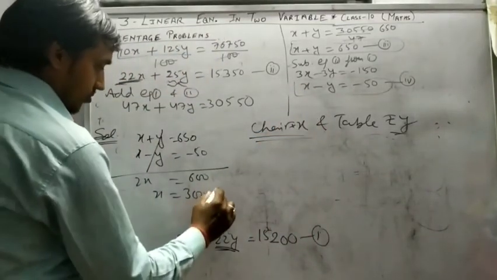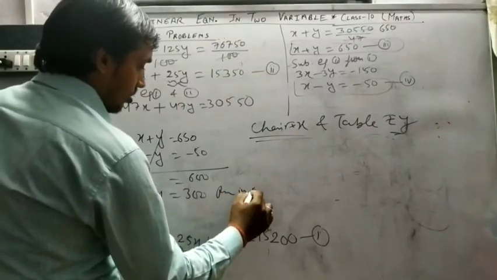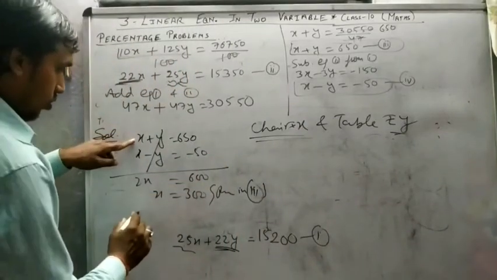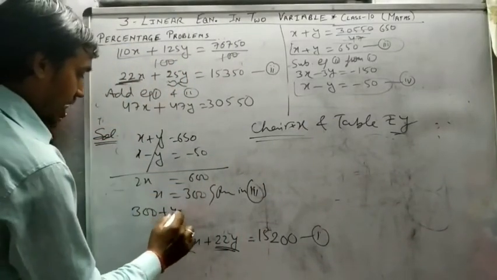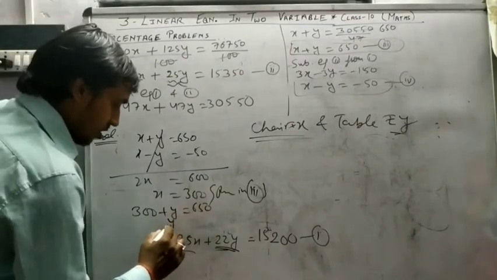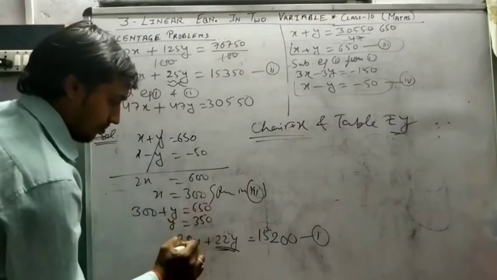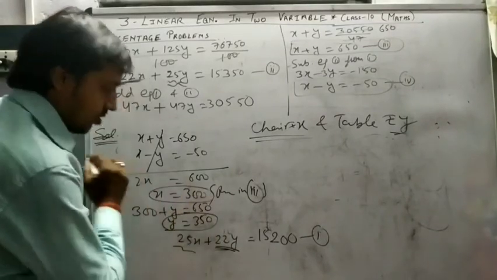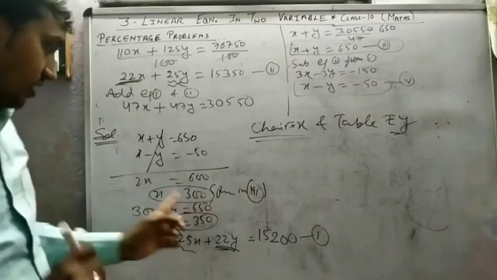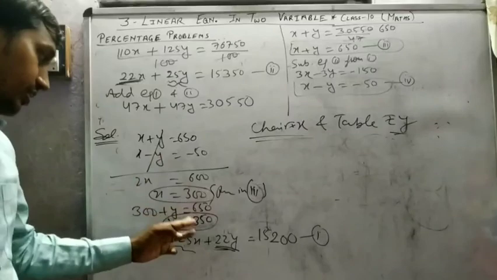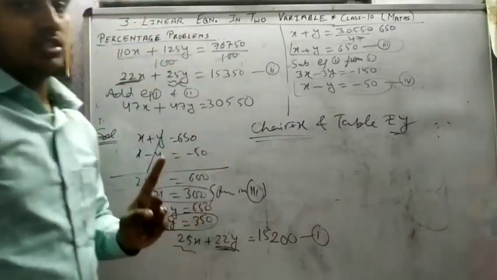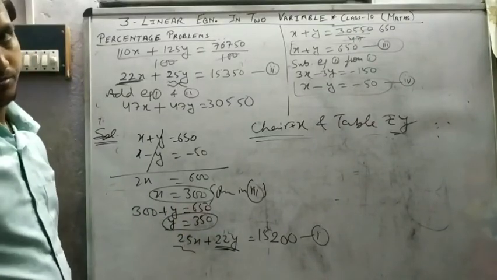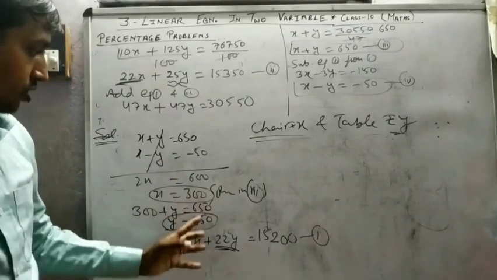Then put in the third: 300 plus y is equal to 650, so y is equal to 350. That means the cost of one chair is 300 and one table is 350. It's the cost price of one chair and one table. Okay, so pause the video, note down.